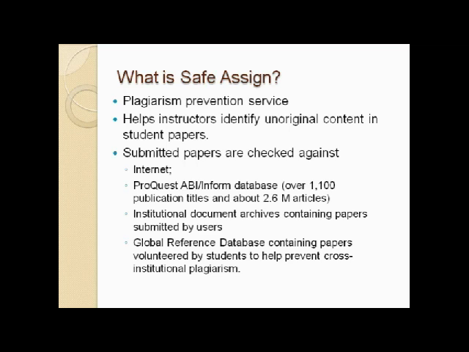When students submit papers through Safe Assignment, they are checked against the internet. They are also checked against the ProQuest ABI Inform database, which holds over 1,000 publication titles and about 2.6 million articles. They are also checked against the Institutional Document Archives, that's our institutional archives of papers submitted by students, as well as a global reference database submitted by users worldwide. And these papers are volunteered by students that will allow us to run our assignments through.